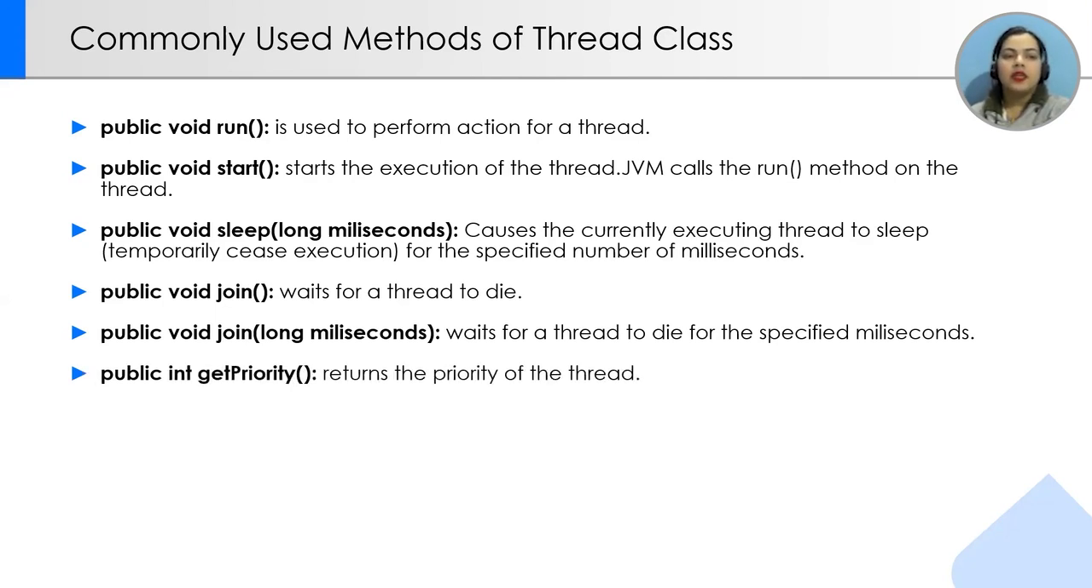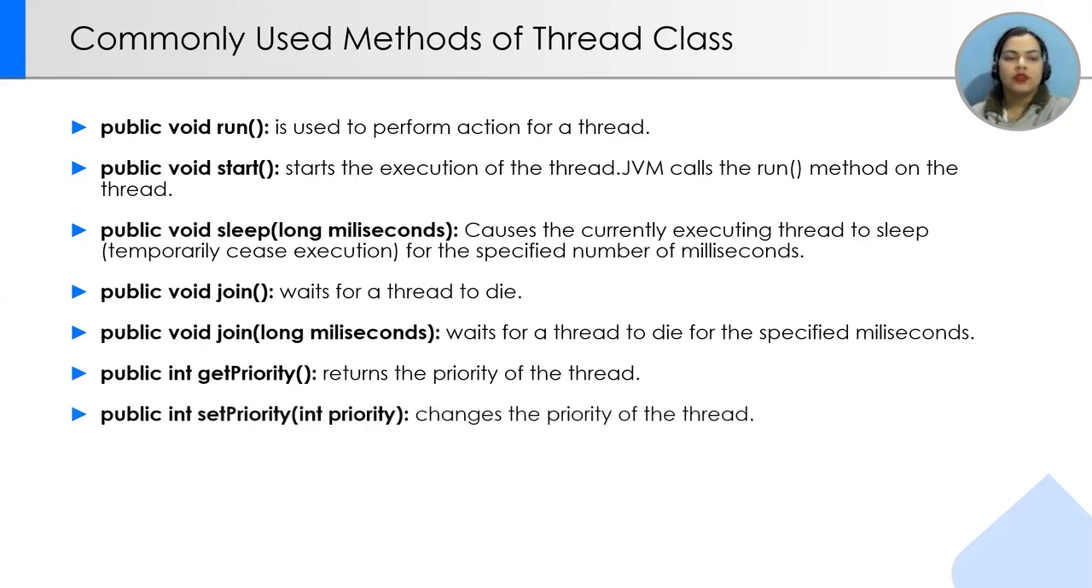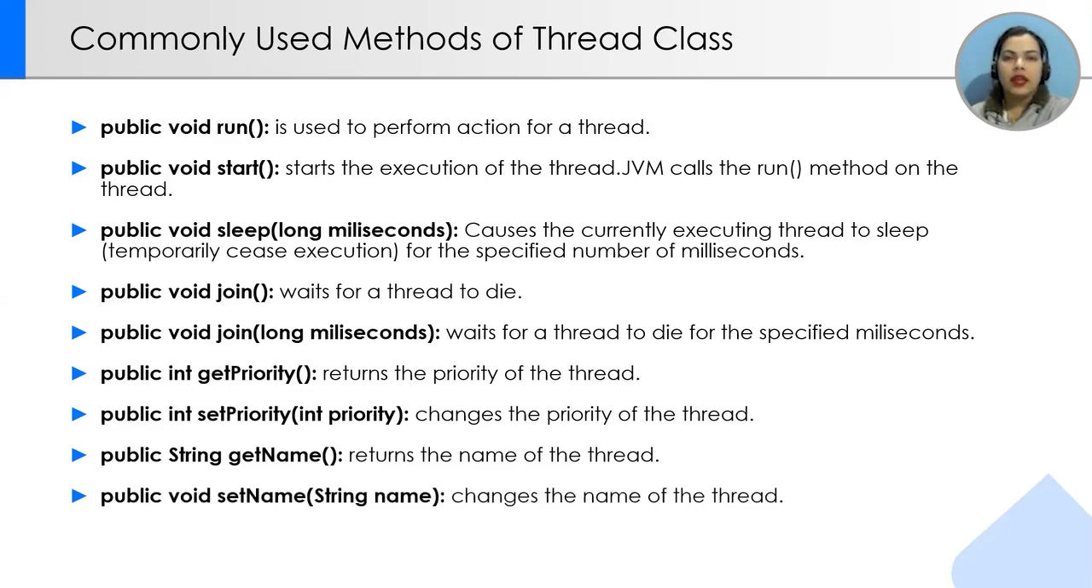Then public int getPriority. It will return the priority of the thread. Then public int setPriority. It will change the priority of the thread. Next is public String getName. It will return the name of the thread. Then public void setName, which will have the parameter String name. It will change the name of the thread.